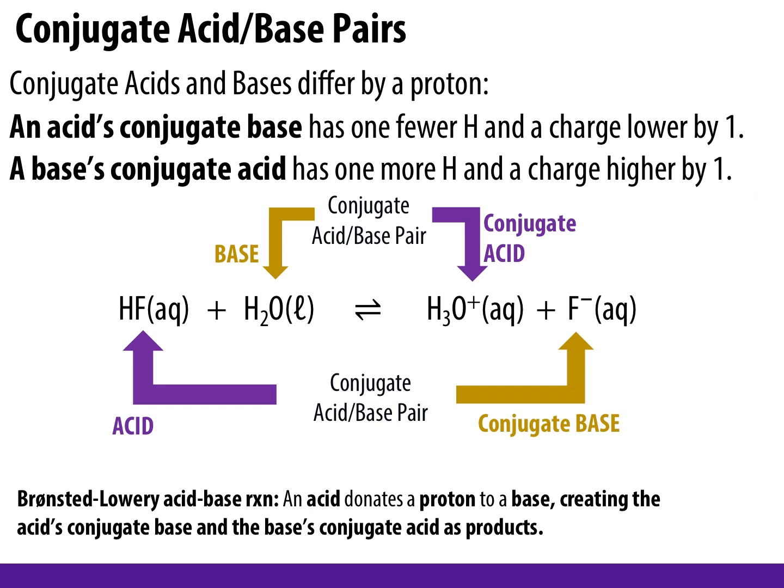When a reaction happens and we find the acid on the left-hand side, its conjugate base is going to be one of the products. So the acid will lose an H+ to become F-. The base, H2O, will gain an H+ to become H3O+. And so this single sentence really describes what's going on in every Bronsted-Lowry acid-base reaction. The acid donates a proton to the base, creating the acid's conjugate base and the base's conjugate acid as the products.